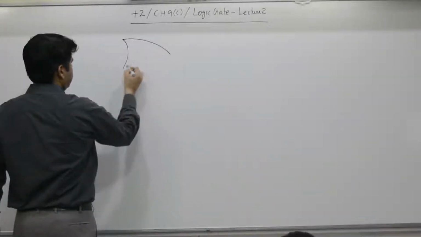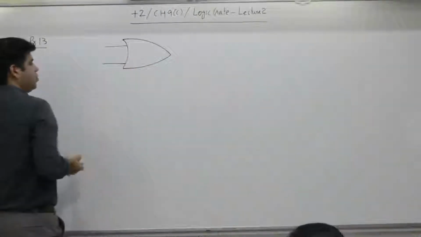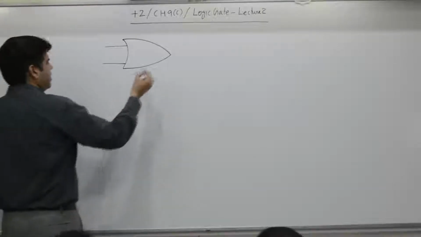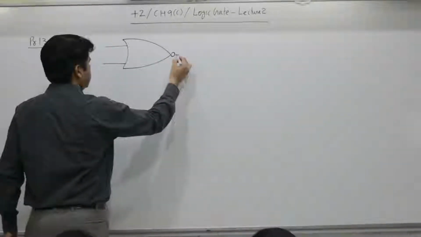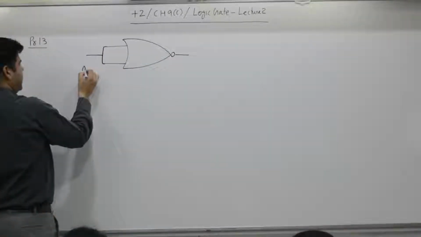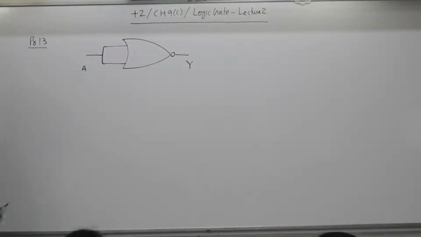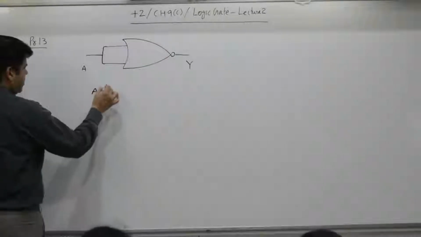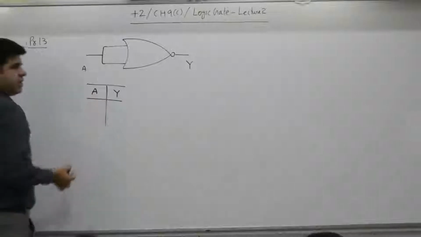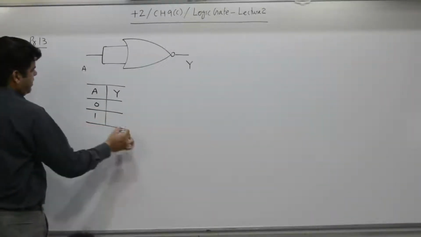Draw the truth table. It is a 2 input OR gate. If you make it NOT and you short circuit the 2 inputs, if input is A, Y is what? Write the equation. Possibilities: A can be 0 or A can be 1. Find Y.